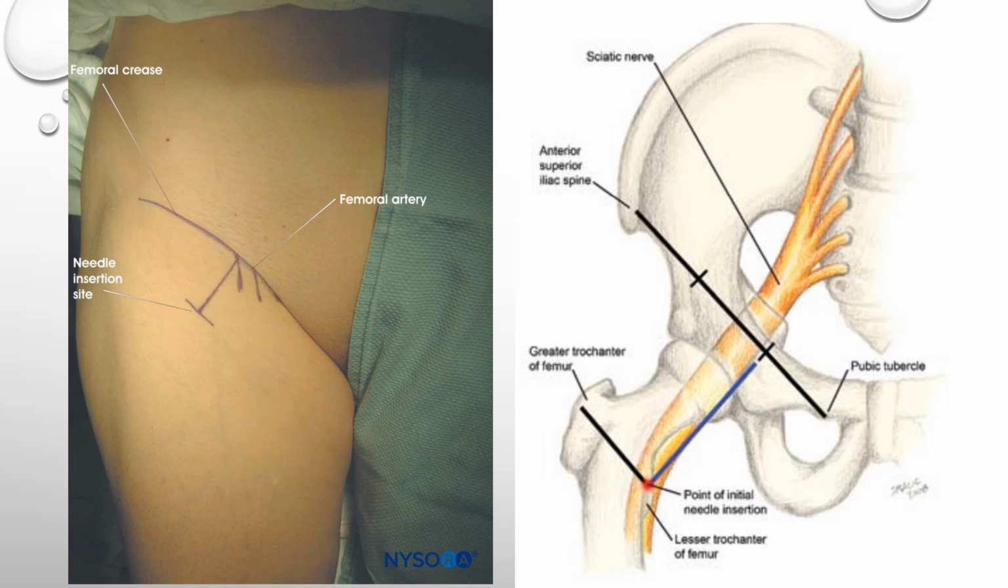For performing an anterior approach to the sciatic block, a line is drawn from the anterior superior iliac spine to the pubic tubercle. A second line is drawn parallel to the first, from the superior aspect of the greater trochanter. From the junction of the medial third with the middle third of the first line, a line is drawn to intersect the second line, and this is where the probe should be placed. So the ultrasound probe should be placed at the intersection of these two lines.